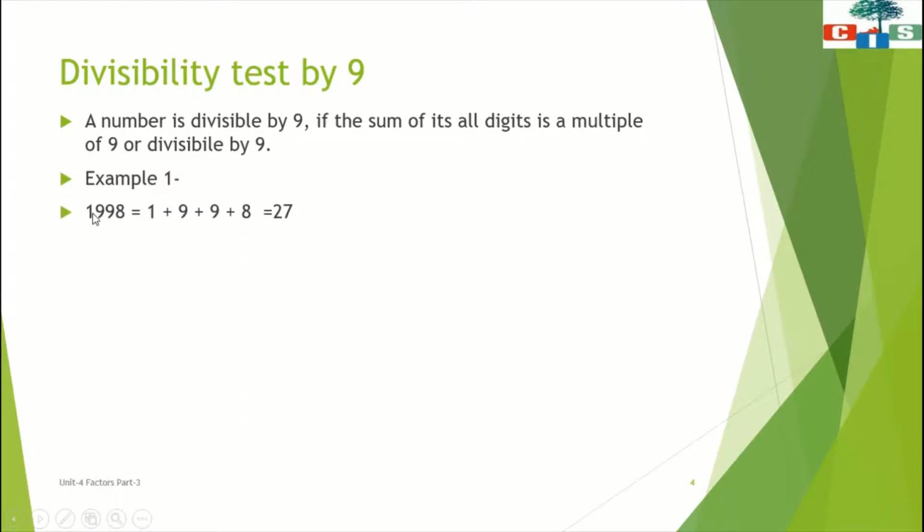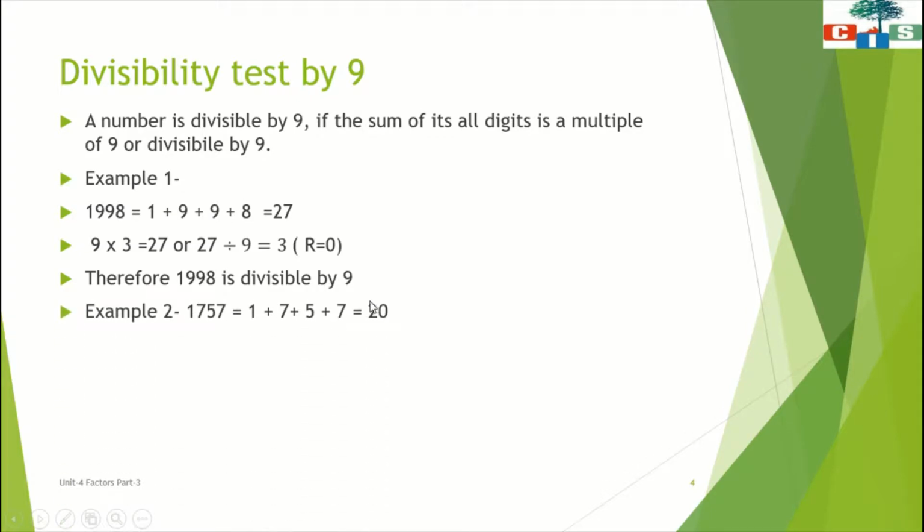First example is 1998. What is the first step? We have to add all these digits, that is 1 plus 9 plus 9 plus 8. So 1 plus 9 is 10, 10 plus 9 is 19, and 19 plus 8 is 27. Now we have to see whether 27 is divisible by 9 or not. So 27 is divisible by 9, and also it is a multiple of 9. That is, when we multiply 9 with 3, we get 27. And when we divide 27 by 9, we get quotient as 3 and remainder as 0. It means this whole number is divisible by 9. Therefore 1998 is divisible by 9.